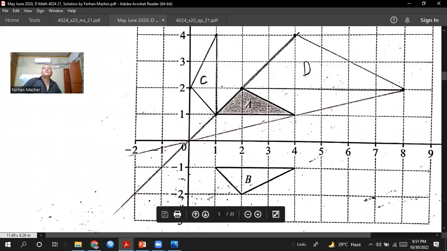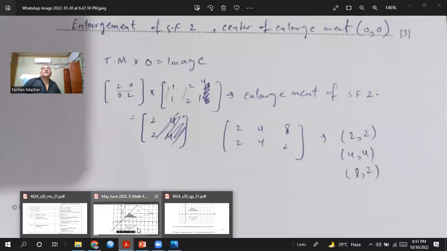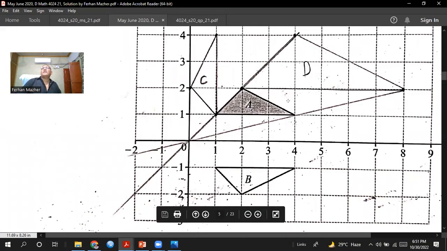So where is 2, comma 2? 2, comma 2 will be here, and 4, comma 4 is here, and the next column was 8, comma 2. So 8, comma 2 will be here. So I will join them. So this is that triangle. You can see this triangle has become larger. So it seems that it's enlargement.